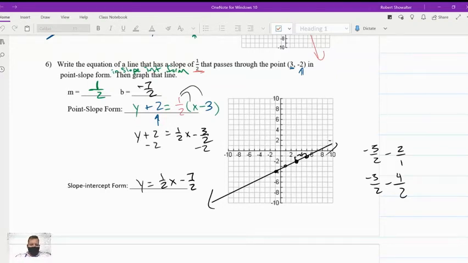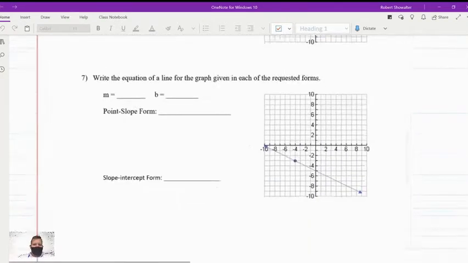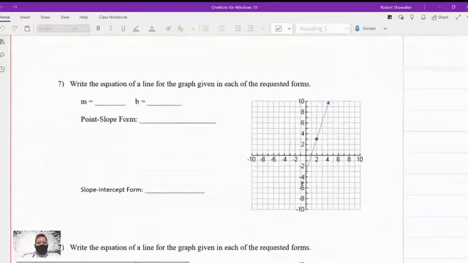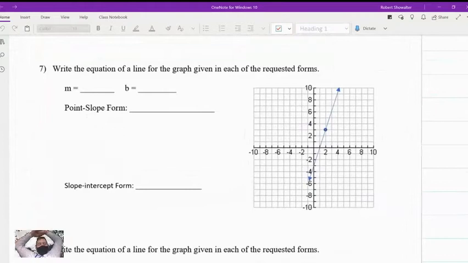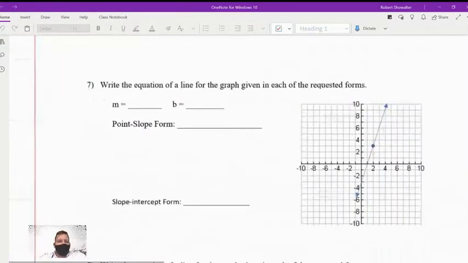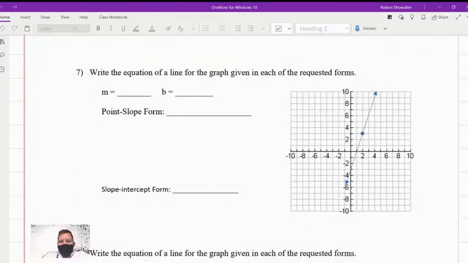Hey friends, we're back. One more question that I would like to do with you. Okay, in this case, we have a different setup. Remember, I told you that we'll pretty much always find a slope and a point, put it in point slope form, then convert it into slope intercept form. That's exactly what we're going to do in this one.